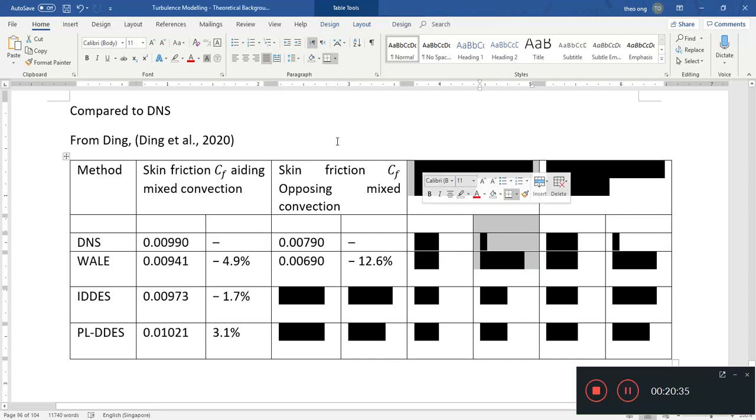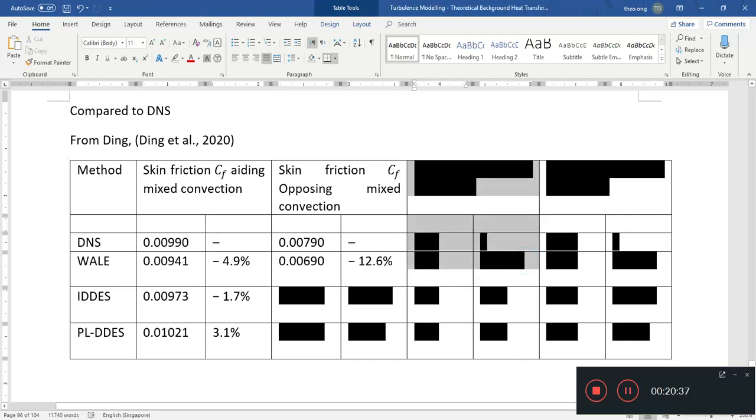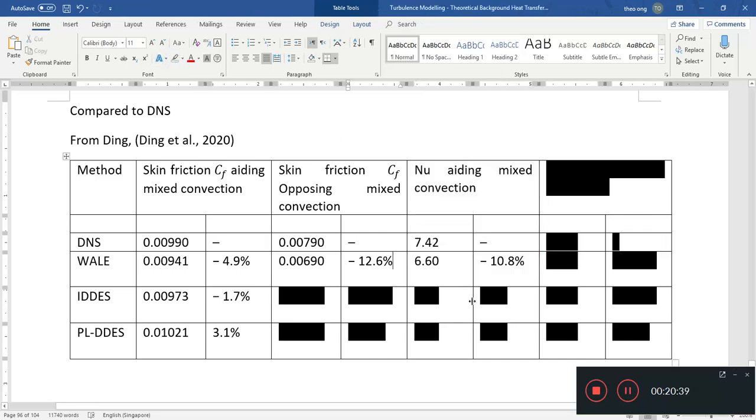Now for the Nusselt number, this is very interesting for heat transfer. Of course, you have a 10.8% reduction, or rather, a 10.8% under-prediction in the Nusselt number for the wall model. So it's decent for heat transfer, but again, you have to take note of this error percentage in the 12 to 15% range. So far it looks like the biggest error is 12.6%.